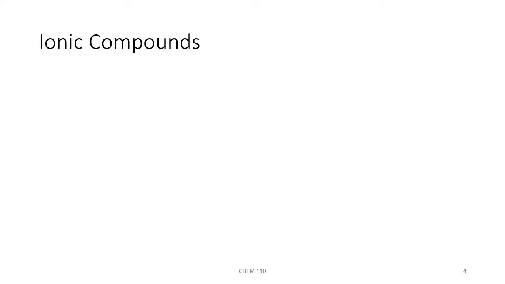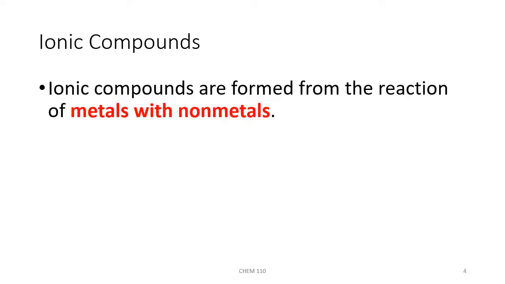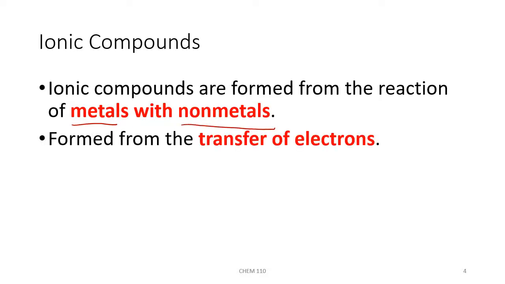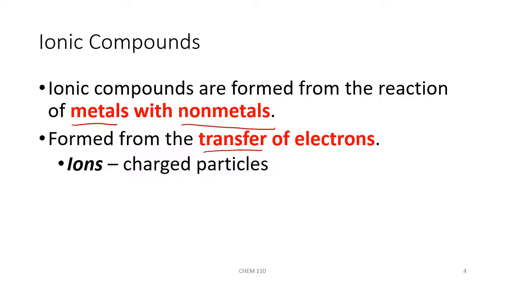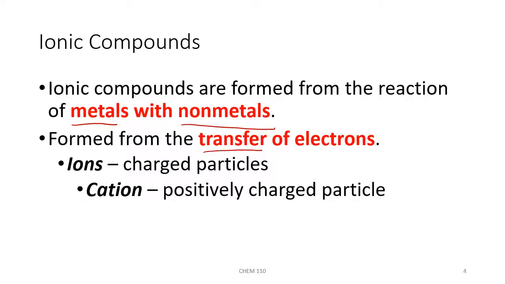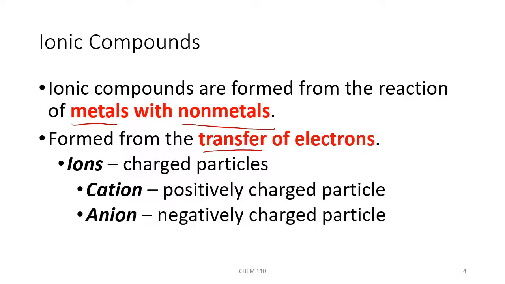On the other hand, ionic compounds are formed from the reaction between metals with nonmetals. And they do not share electrons like molecules do. Ionic compounds are formed from the transfer of electrons from a metal to a nonmetal. Ionic compounds are made up of ions. Ions are charged particles. There's a cation, which is positively charged, and an anion, which is negatively charged.